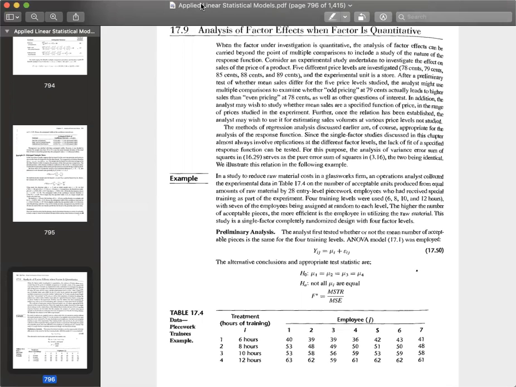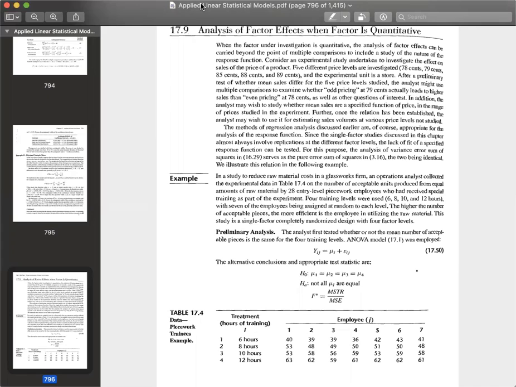Consider an experimental study undertaken to investigate the effect on sales of the price of a product. 5 different price levels are investigated: 78 cents, 79 cents, 85, 88, and 89. An experimental unit is a store. After a preliminary test of whether mean sales differ for the 5 price levels studied, the analyst might use multiple comparisons to examine whether odd pricing at 79 cents actually leads to higher sales than even pricing at 78 cents, as well as other questions of interest.